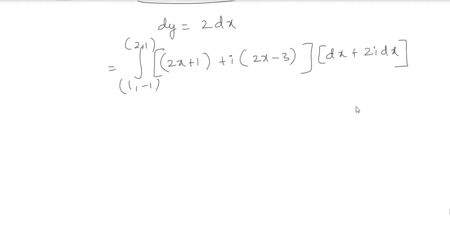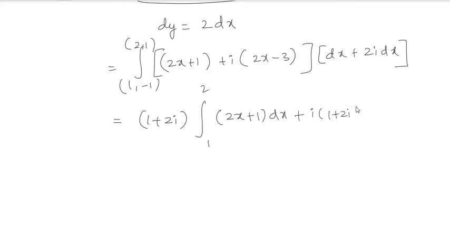So now just separate your imaginary terms and real terms. That's all. I will take (1 plus 2i) as common. With respect to x, all the things are with respect to x. So x varies from where to where? 1 to 2, so the limit is also from 1 to 2. The real part I will integrate separately, and the imaginary part separately, so that is i into (1 plus 2i), integral 1 to 2, of (2x minus 3) dx. Right? So just do that simplification here.